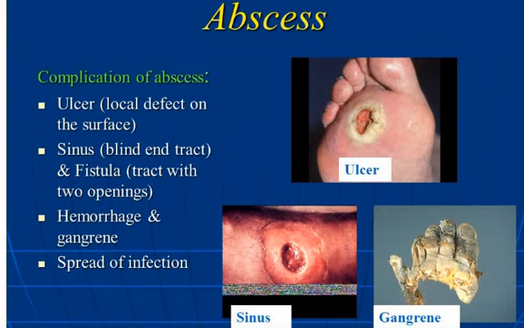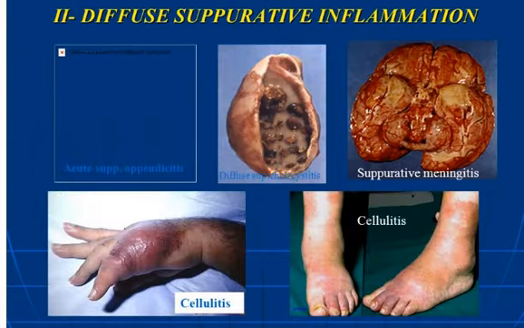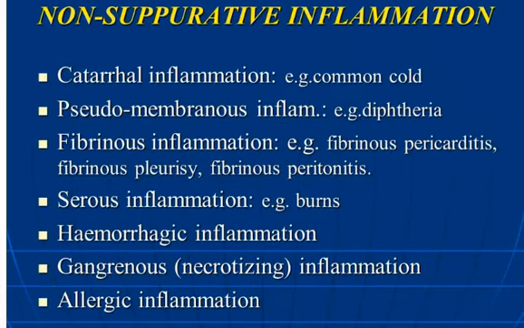Complications of abscess: ulcer, a local defect on the surface; sinus, a blind tract; and fistula, a tract with two openings. Hemorrhage and gangrene. Spread of infection. Diffuse suppurative inflammation: acute appendicitis, suppurative meningitis, diffuse cholecystitis, cellulitis. Non-suppurative inflammation.